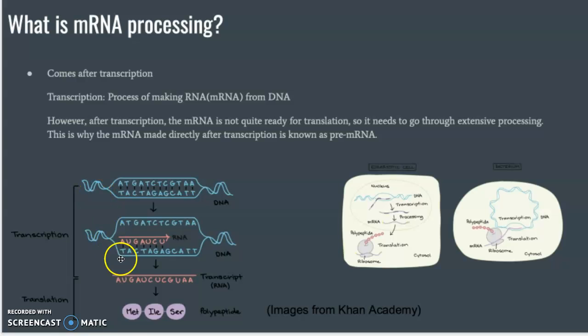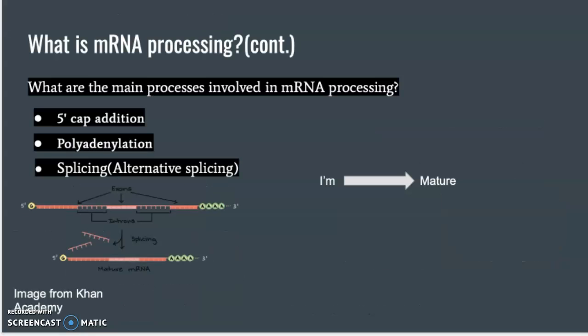After transcription, however, the mRNA is not quite ready for translation. It needs to go through extensive processing. That is why the mRNA made directly after transcription is known as pre-mRNA. Note that this process only occurs in eukaryotes, because prokaryotes don't even have a nucleus, so they don't need all these processes to leave the nucleus and go to the cytoplasm where translation takes place.